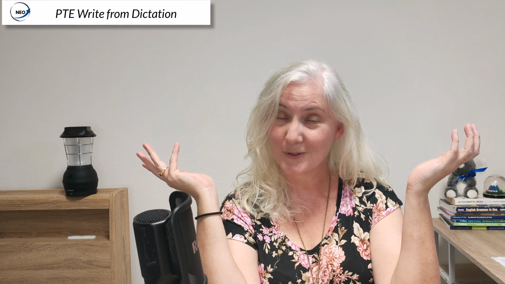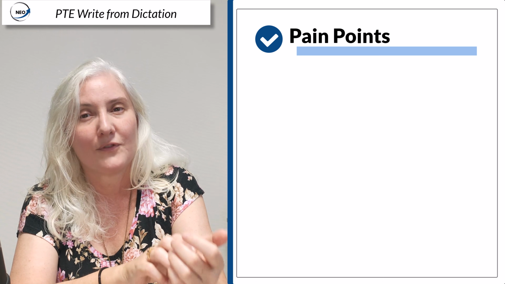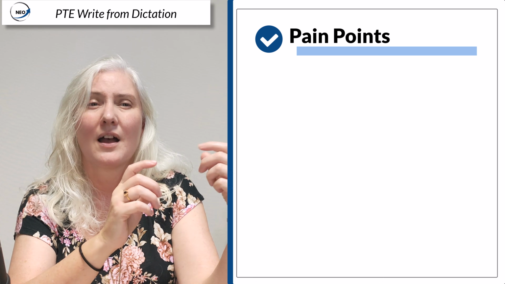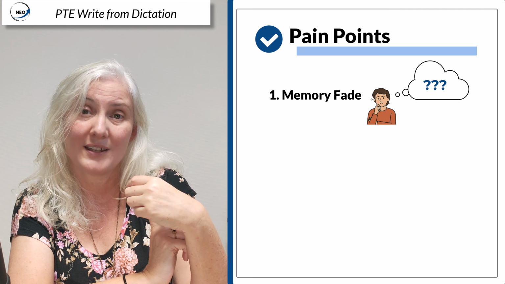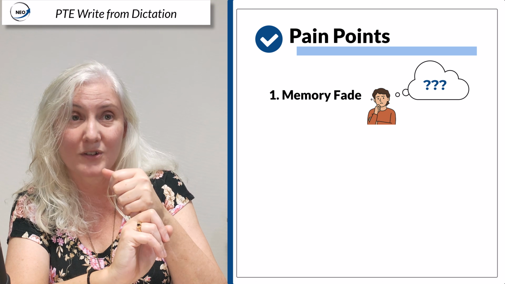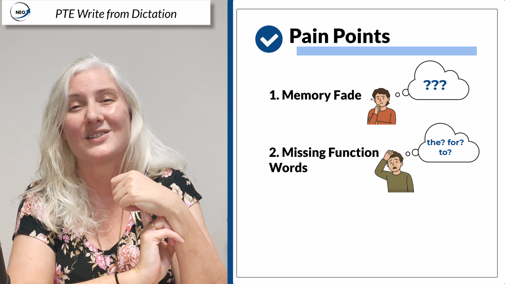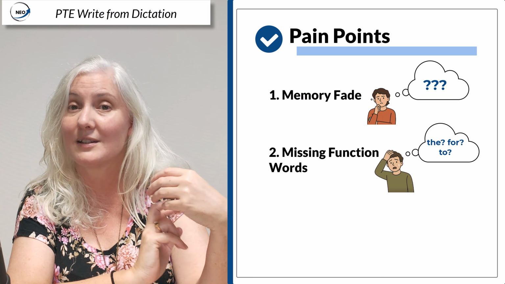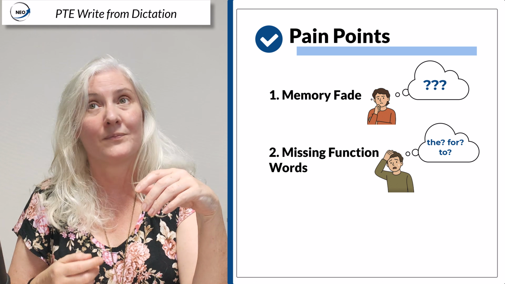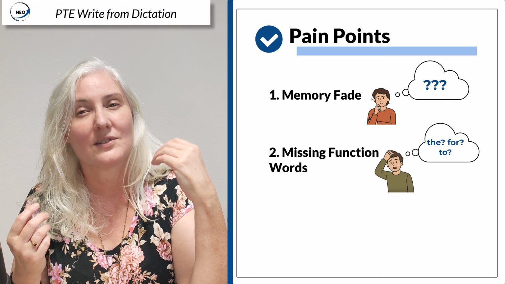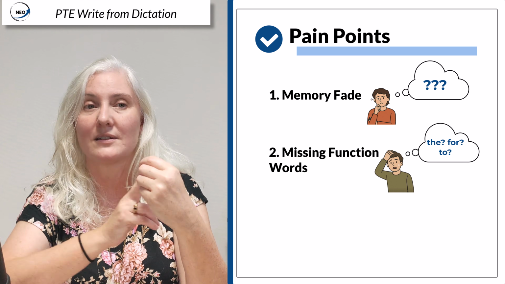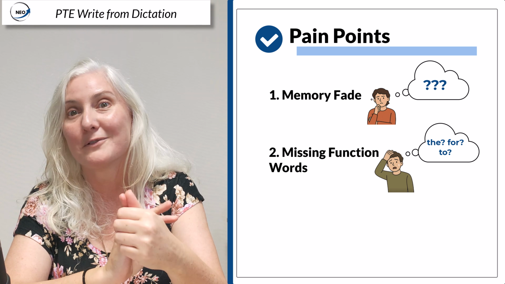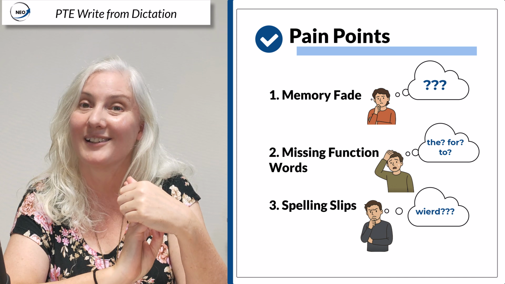Okay, so what do you do? Well, let's look at what the most difficult parts of write from dictation are first, okay? Firstly, there's memory fade. So memory is one issue. Another issue is missing function words like the, for, to. Sometimes they're difficult to catch, yeah. Native speakers swallow words like this, so it's difficult to hear. That's another issue. And the third one is the one I really want you guys to focus on, spelling.